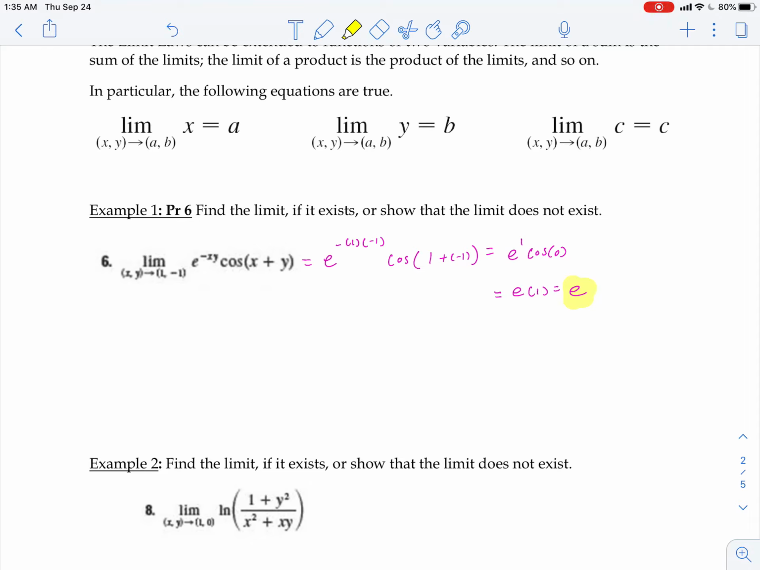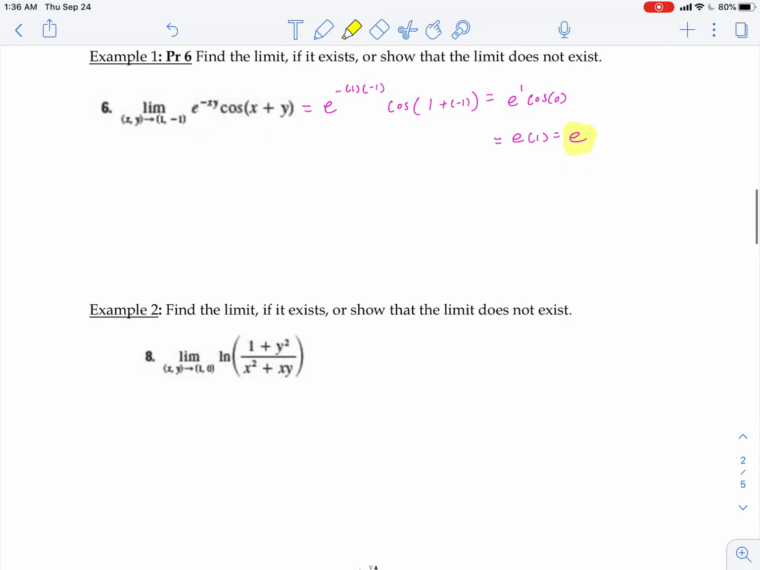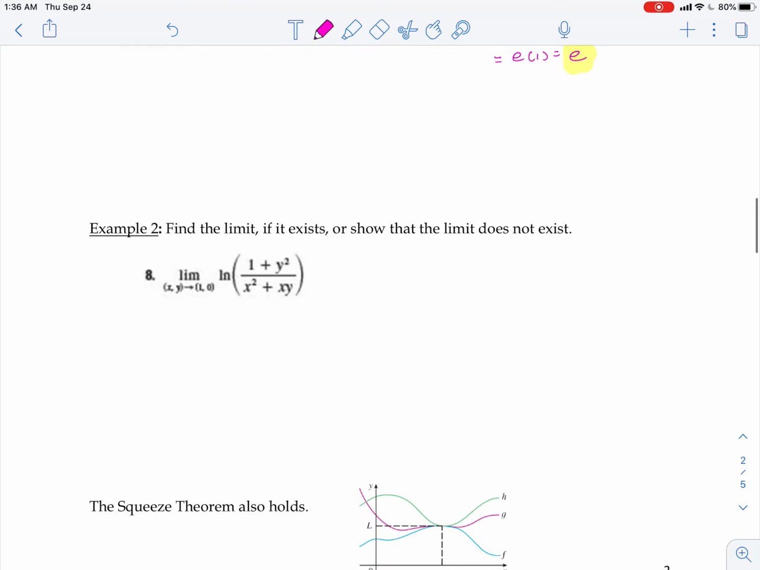So again, the first thing you want to do is plug in. If you get a value, that's where our limit goes to. Now, if we get 0 over 0, then that's where we're going to have to determine whether this limit exists or does not exist. For this one, though, we're not going to be able to use L'Hopital's rule if we get 0 over 0. So I'm going to show you different ways that we can do that.